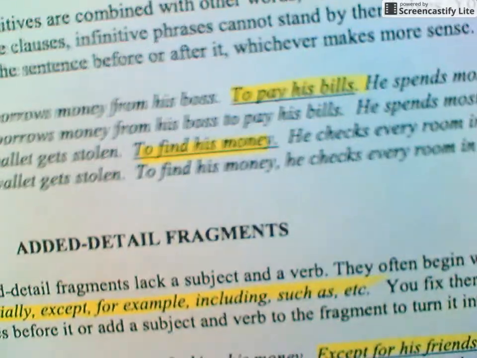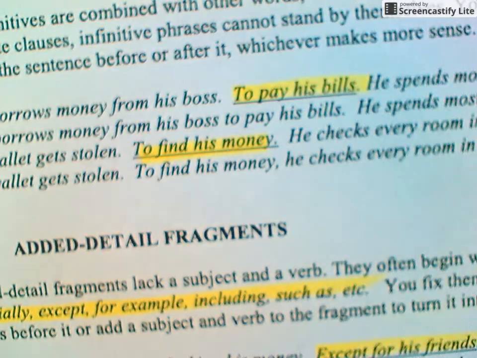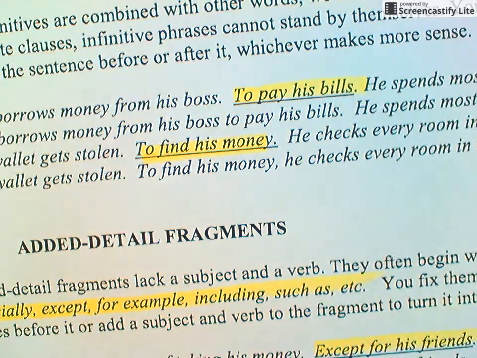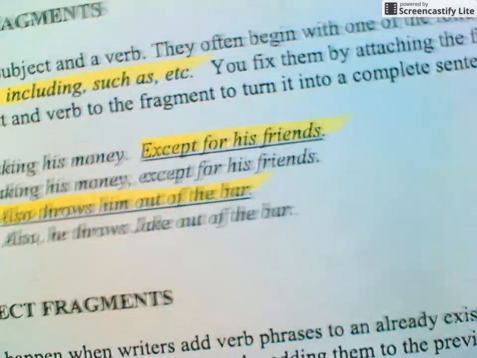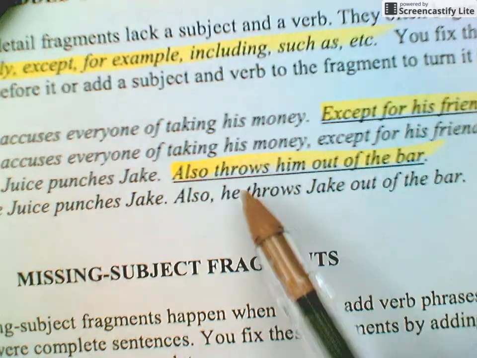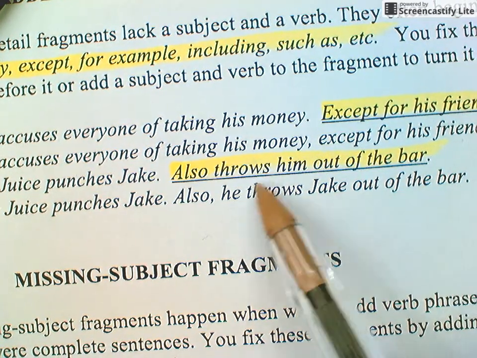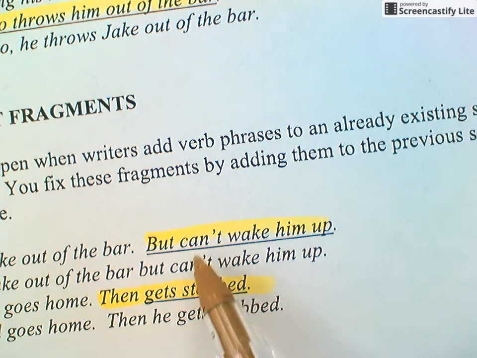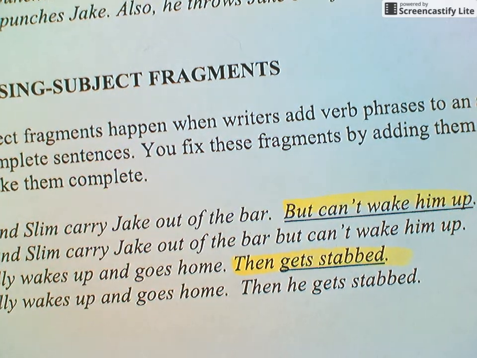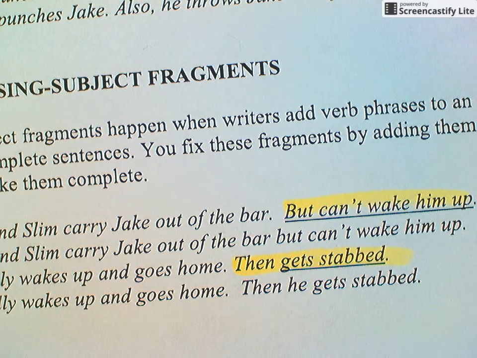We also have some other examples. Sometimes I'll see students do this. To pay his bills, to find his money, two fragments, or what we call an infinitive with the to. Another way to do this is if you start off a sentence with except for his friends, that doesn't make sense by itself. Also throws him out of the bar, okay? The word also, starting off this way. Here's some other ones. We don't have a subject in these: can't wake him up. Then gets stabbed. Okay, all of these are non-sentences because they don't make sense.